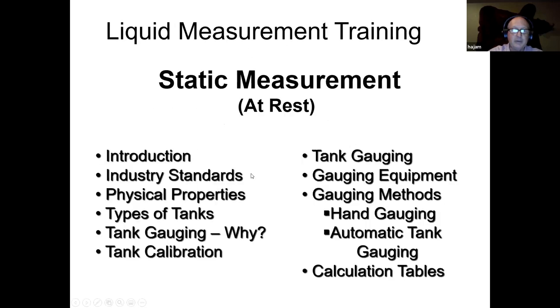And so I'll take this a little slower than the last one. I probably was speaking too fast a little bit, but static measurement typically means at rest. And so in this slide pack, we're going to have an introduction to static measurement. We're going to talk about the industry standards, physical properties of crude oil, the types of tanks, tank gauging and why you want to touch a little bit on tank calibration. The reason being is that tank calibration is a very complicated process and is typically performed by third-party contractors. We're going to talk about tank gauging, of course, gauging equipment, gauging methods being hand gauging and RMAC tank gauging, and the calculation tables. And so there's a lot to talk about here.